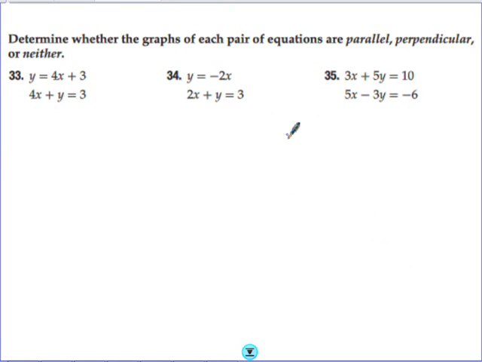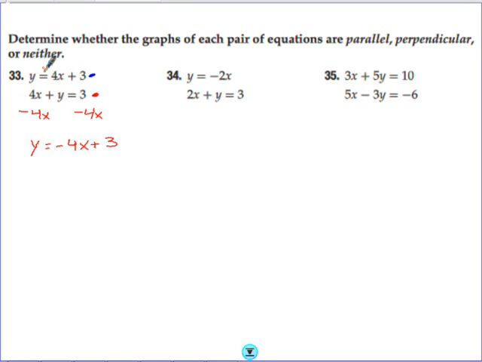Then we're going to go through some examples. We have to decide whether they are parallel, perpendicular, or neither. To do that, we need them in slope-intercept form because that's how we can see the slope and the y-intercept. For this one, y equals 4x plus 3, that's already done. The red one, though, I need to get into slope-intercept form, so I need to get y by itself. So I'm going to subtract 4x from both sides, so now I have y equals negative 4x plus 3. I don't need to divide because there's only a 1 in front of the y, and that's fine.